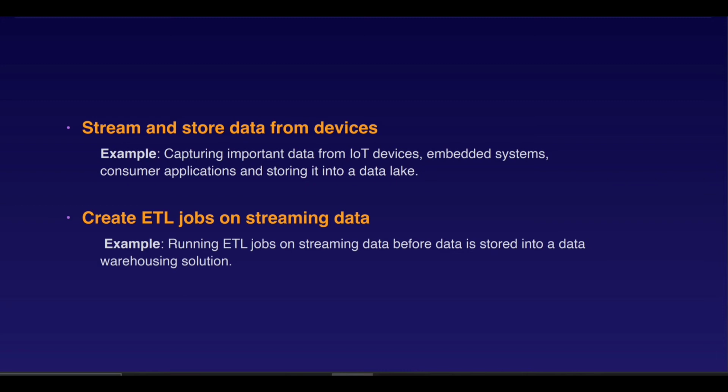And we can also use Kinesis Data Firehose to create ETL jobs on streaming data. So remember, when we were talking about data stores, we usually do some type of processing before we load our data into a data warehousing solution. So we could always create ETL jobs using AWS Lambda to transform that data before we land it into our data warehousing solution. So these are a few different use cases of Kinesis Data Firehose.